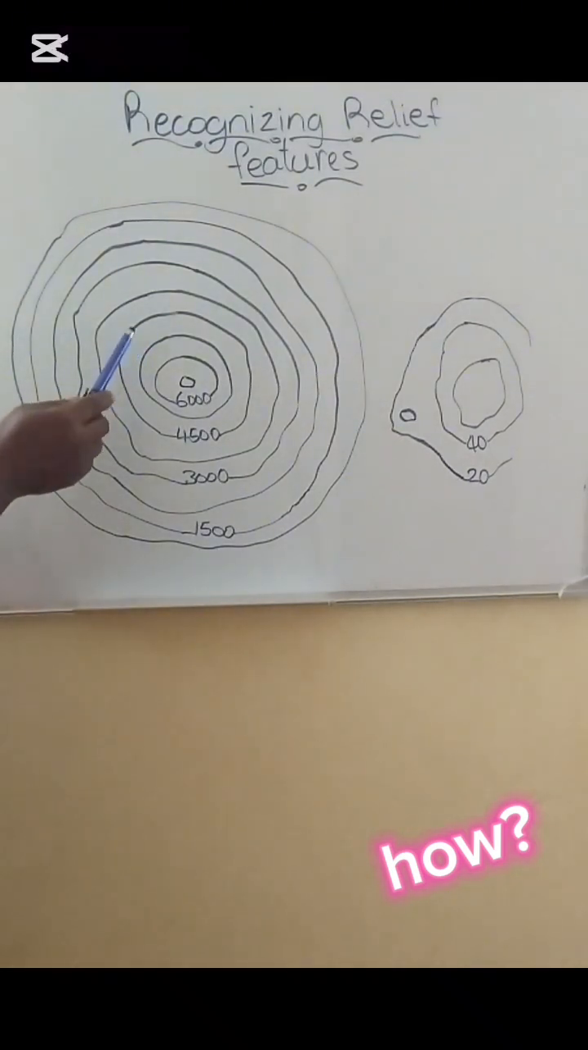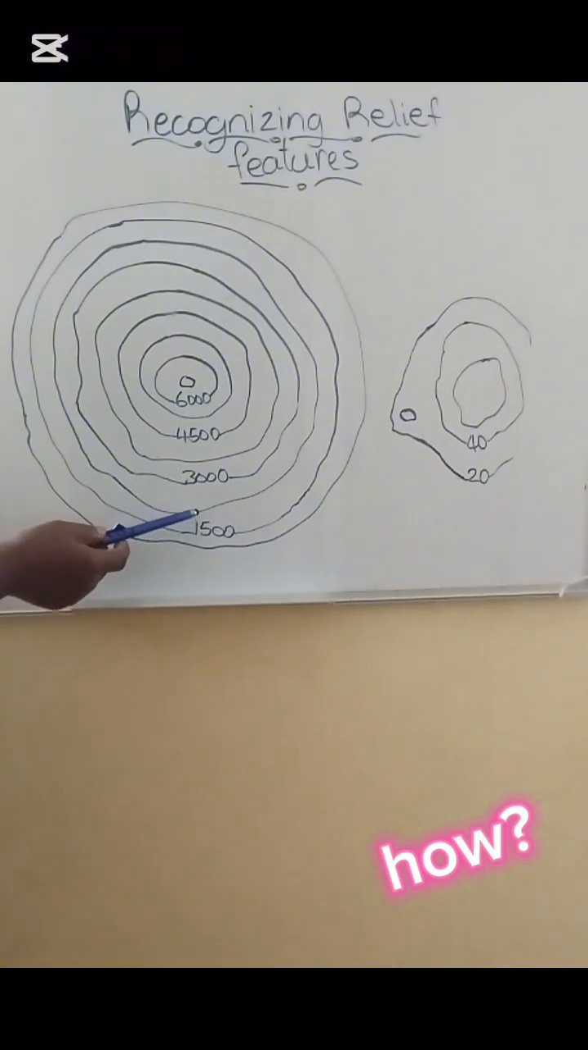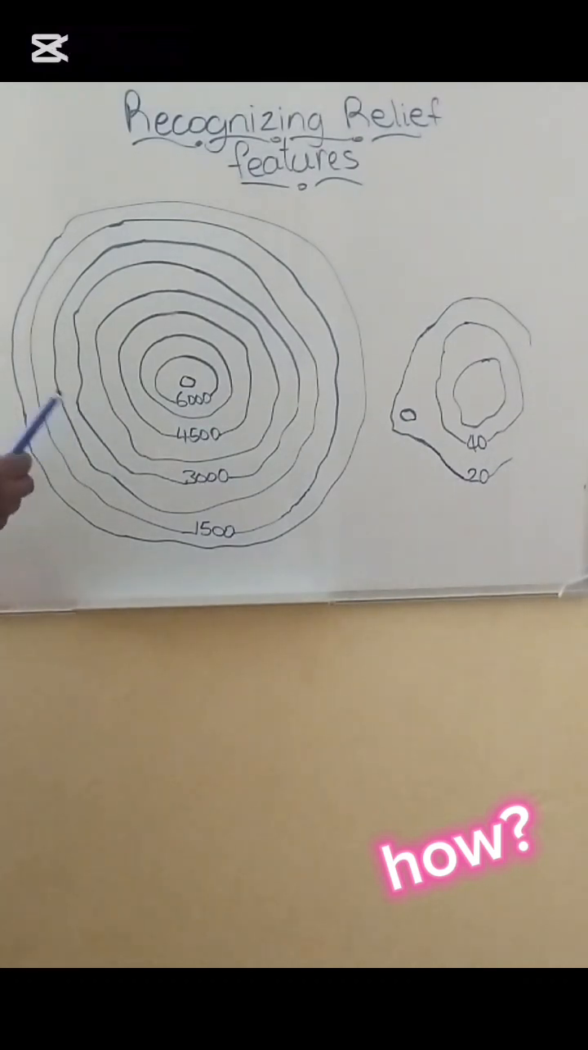Looking at this feature, we can see that the contour lines are a bit circular. So whether they are circular or oval contour lines, once the highest point is above 600 meters, then that tells us that it is a mountain, okay? Here we can see that this rises to 6,000 meters, or just above 6,000 meters. So we know that this is a mountain.